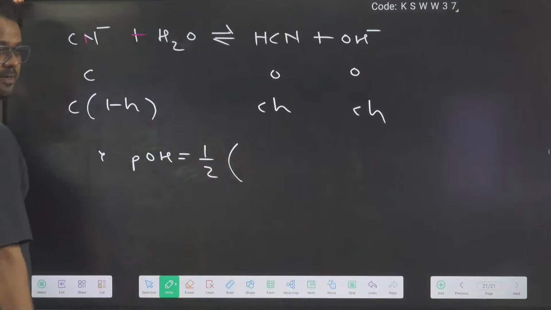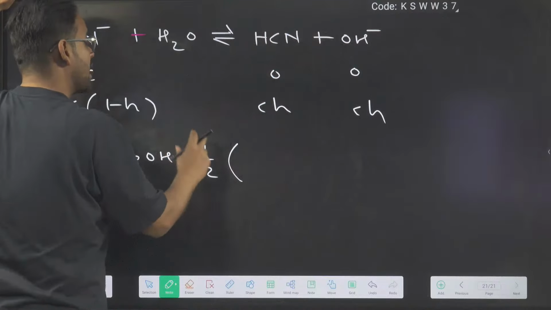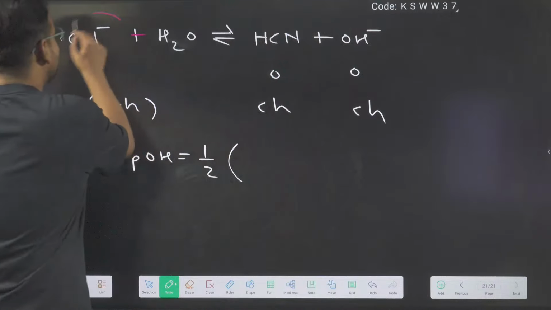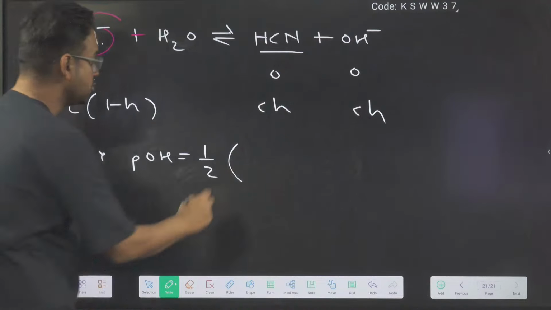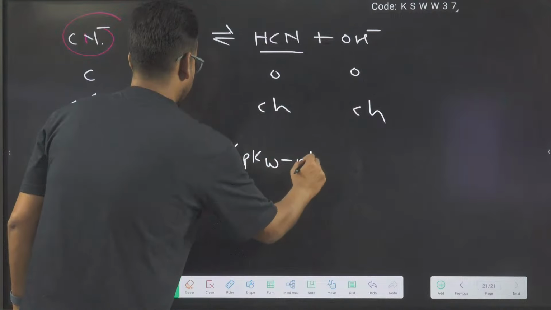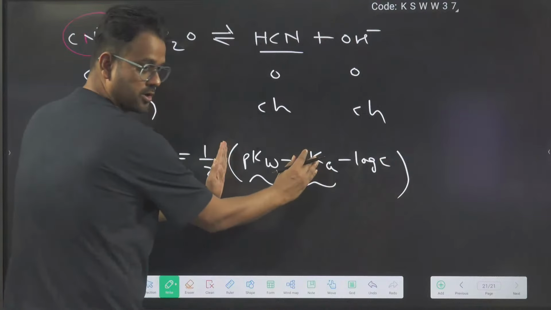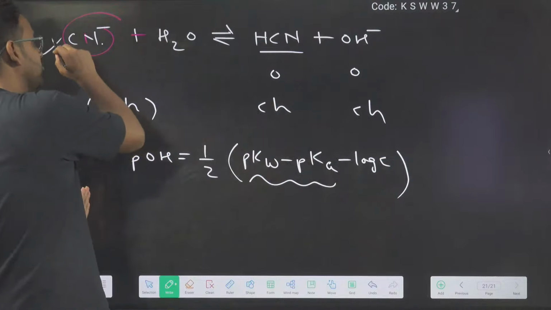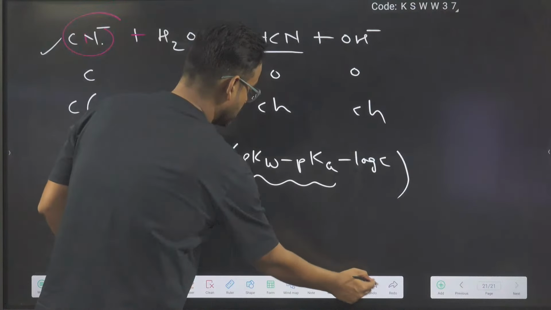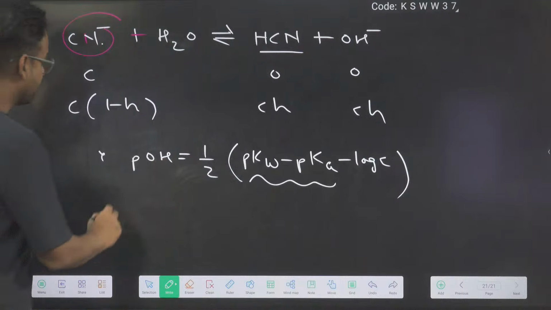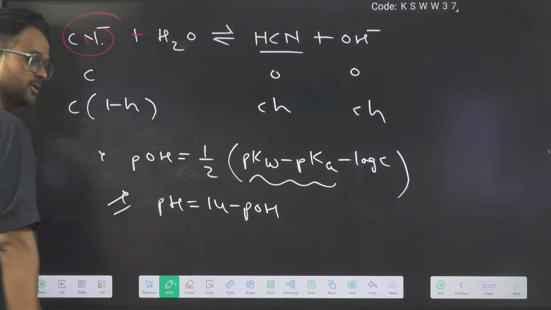For a weak monoacidic base, you remember the formula pOH is equal to half pKb minus log C. But pKb will not be given. Most of the times the pKa of the conjugate acid would be given. So you would do what? pKw minus pKa minus log C. Not always, most of the times. That is how you will calculate the pOH, and once you get the pOH, pH will be 14 minus pOH.